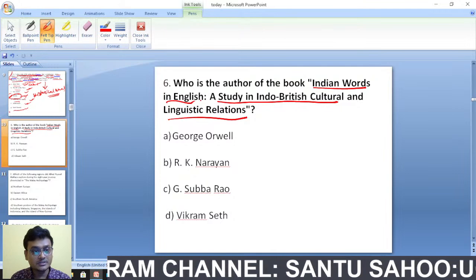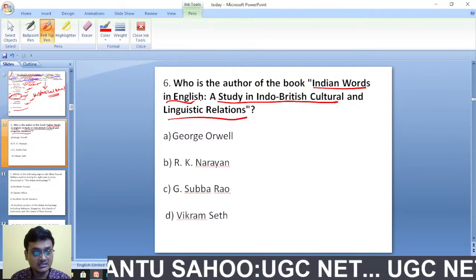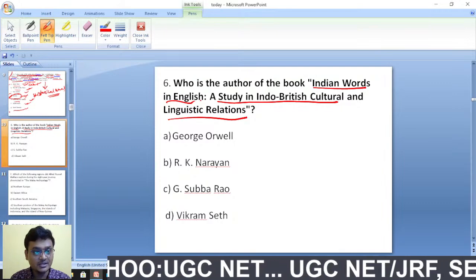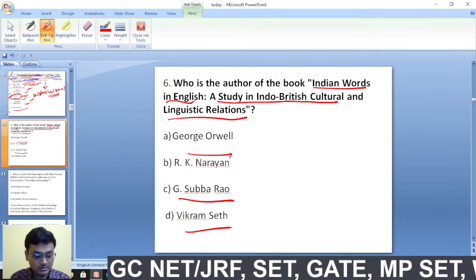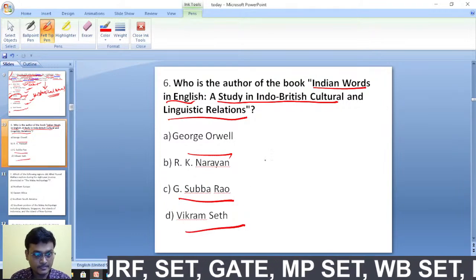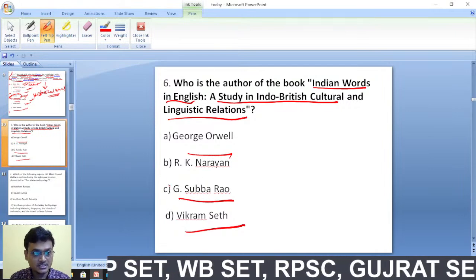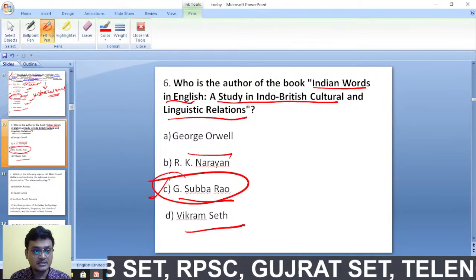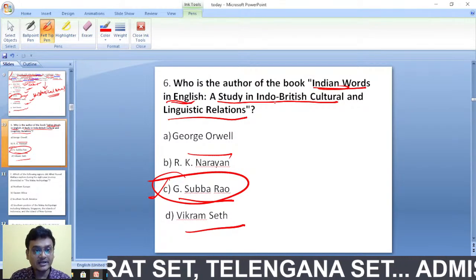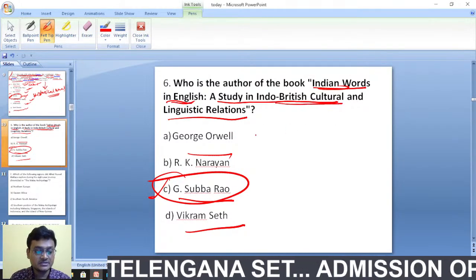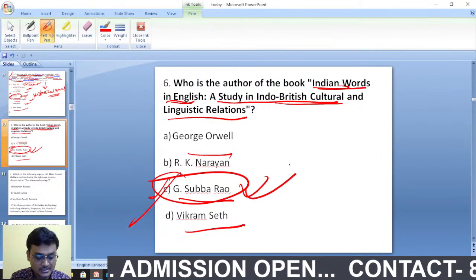Indian Words in English, a study in Indo-British cultural and linguistic relations, is a work by George Orwell, Arkin, S. G. Subbarao, or Vikram Seth. Excellent, Anita. It is G. Subbarao. Indian Words in English, a study in Indo-British cultural and linguistic relations, is a work by G. Subbarao. Excellent.